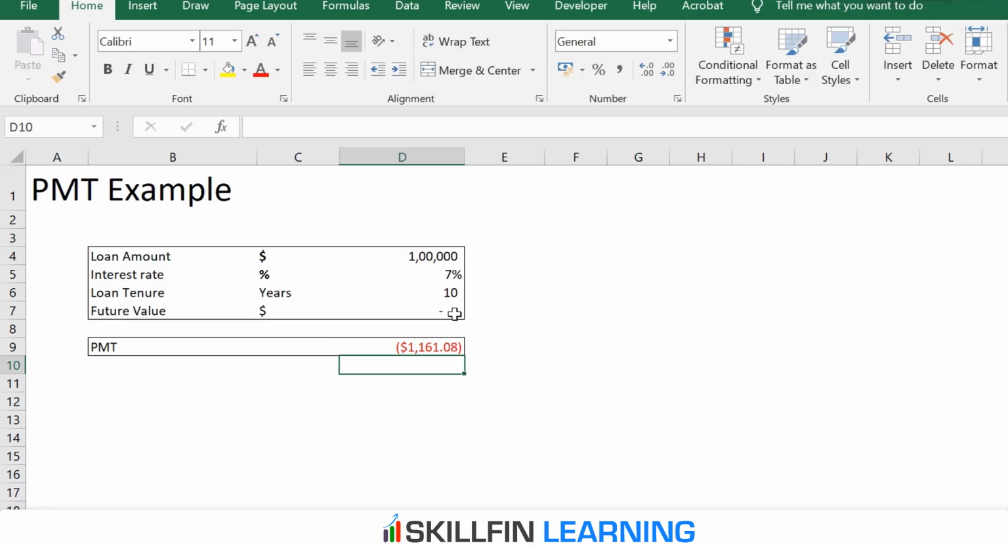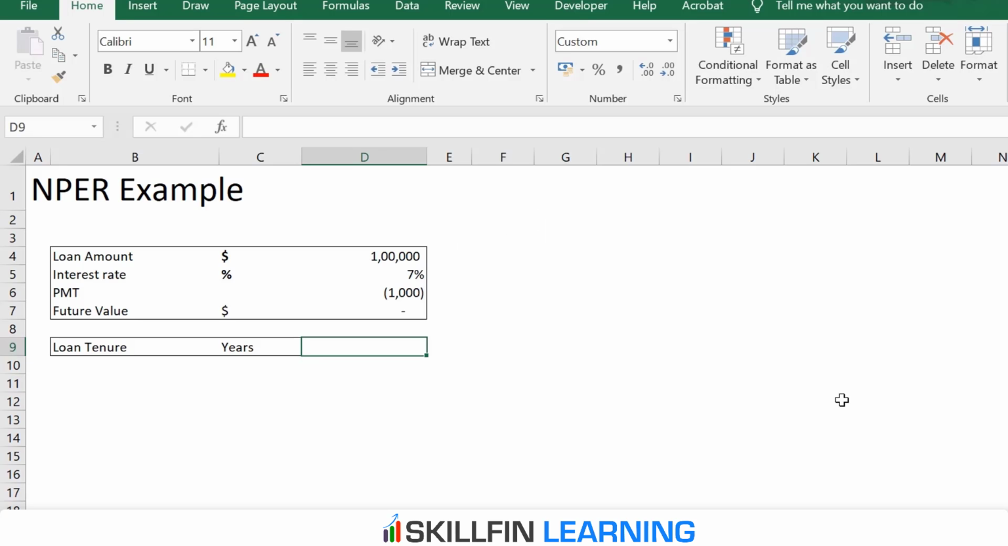So this means that for taking a loan of $100,000 at 7% interest and with a loan tenure of 10 years, we have to pay an EMI of $1,161 for 120 months to repay the loan.